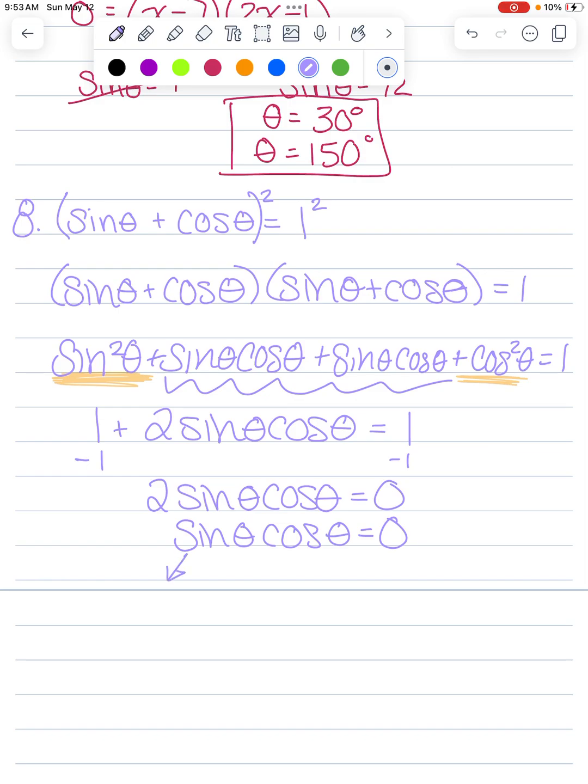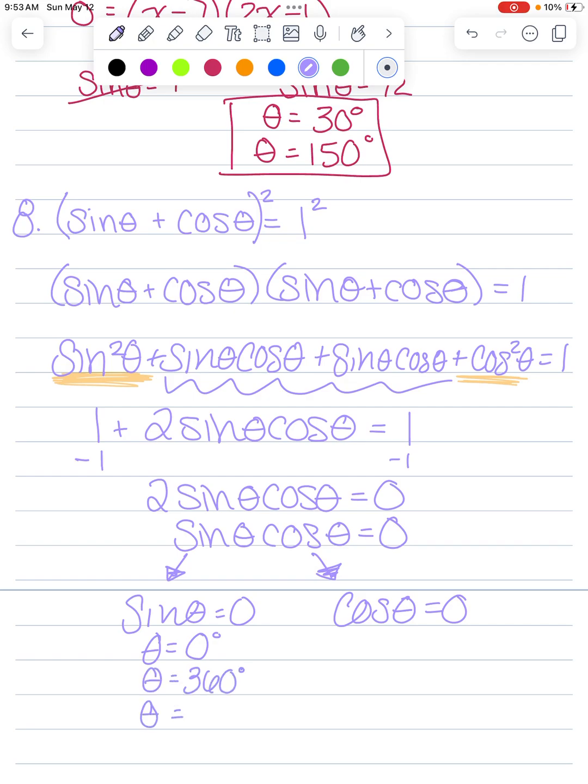And I can now split. Sine times cosine is only 0 if sine is 0 or cosine is 0. Sine is 0 between 0 and 360 at 0 degrees. Don't forget the 360 degrees as well, and 180 degrees. And cosine of theta is 0 at 90 degrees and 270 degrees.